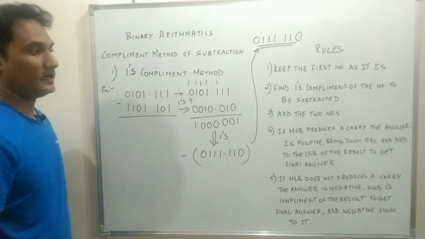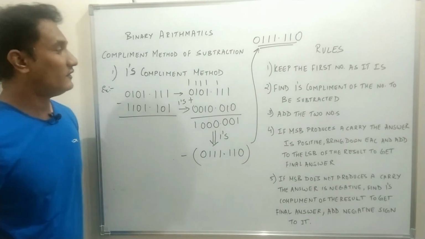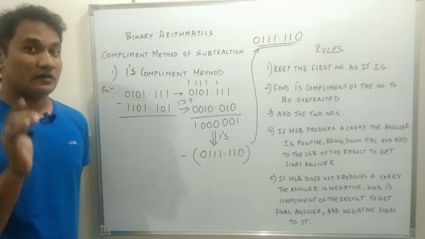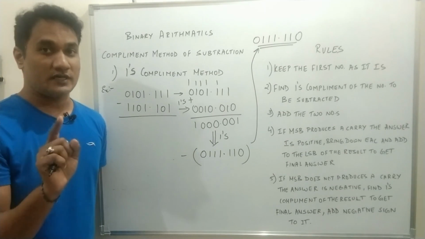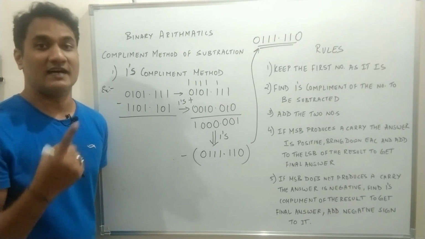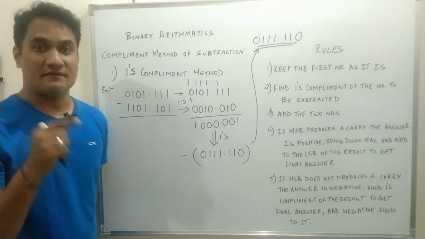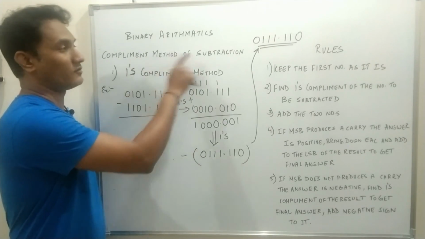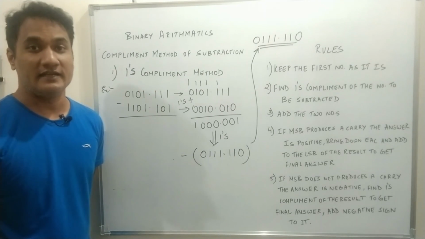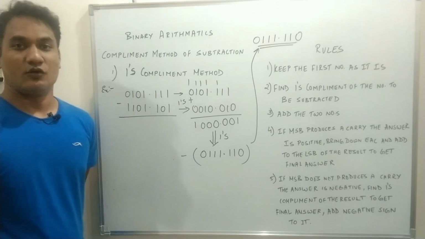So this is how we have to apply the rules of the 1s complement method for binary numbers, and in all these examples we are only performing addition, but the answer is for subtraction. So this is the main advantage of using the complement method of subtraction. You perform only addition, but the answer is for subtraction. I hope you have understood.